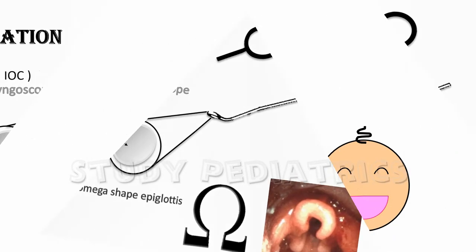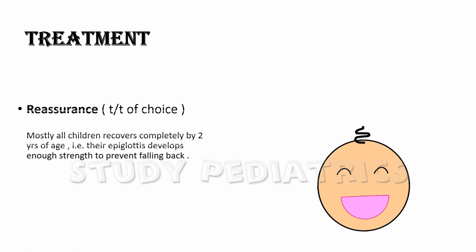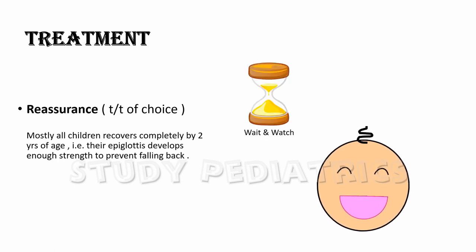Now finally coming to the treatment. The treatment of laryngomalacia is mainly reassurance to the parents, as most of the children recover completely by 2 years of age, that is, their epiglottis develops enough strength to prevent falling back. Wait and watch will be enough here. But in case the muscle still remains weak, then we have to surgically correct the defect.